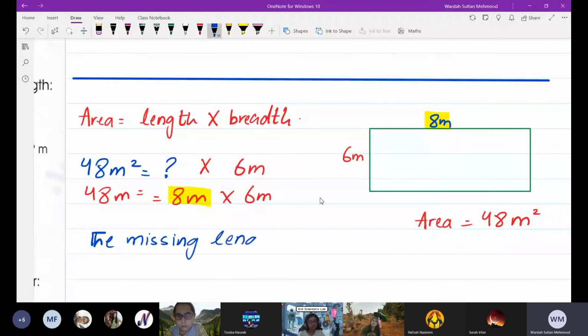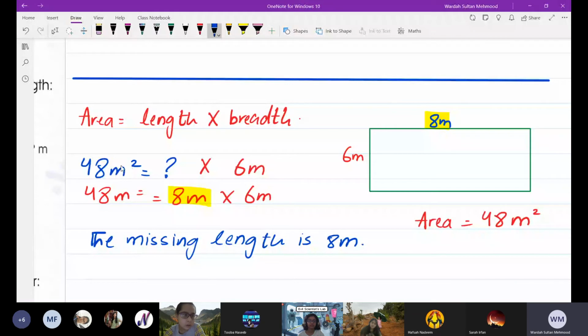Teacher, is this the work we need to do? No, I'm just explaining to you. 8 meters. All right. It's just like a times table. You're asking yourself, 6 times what gives me 48?